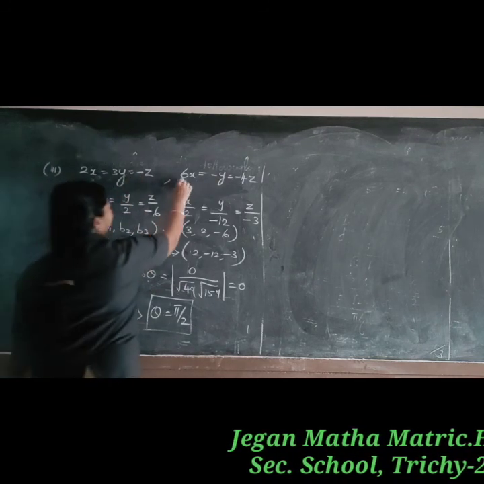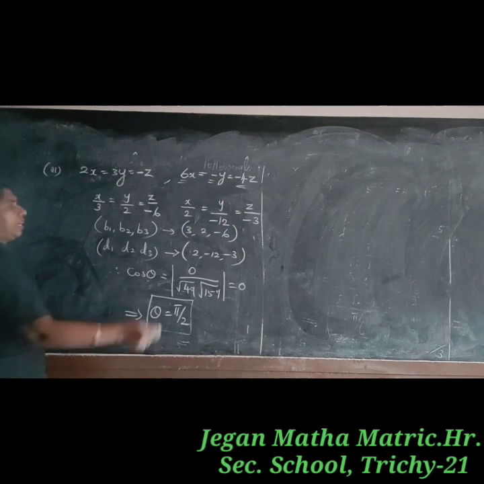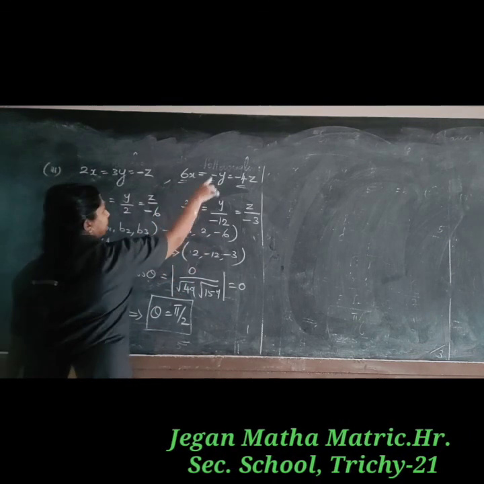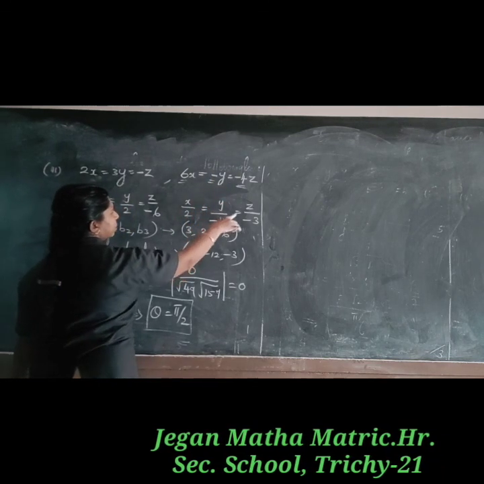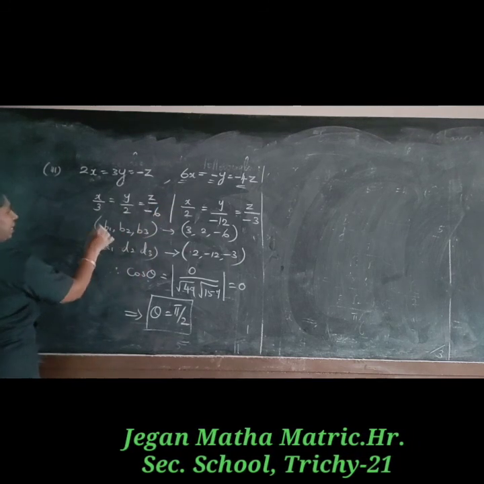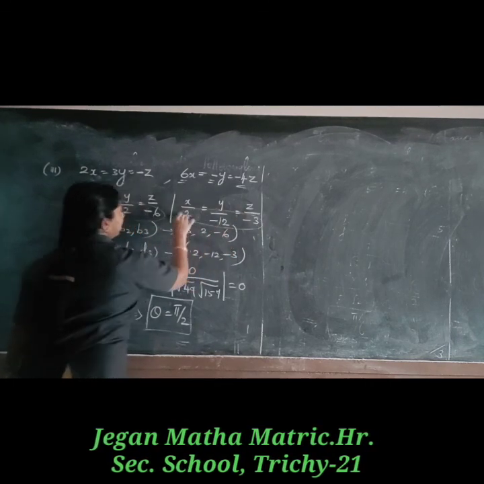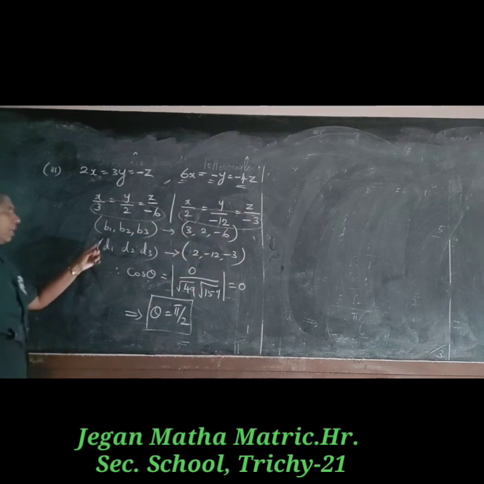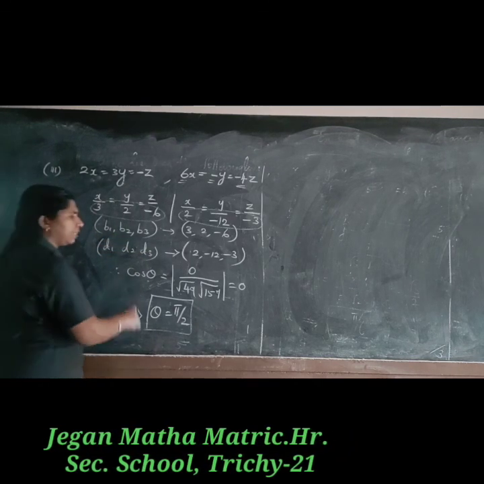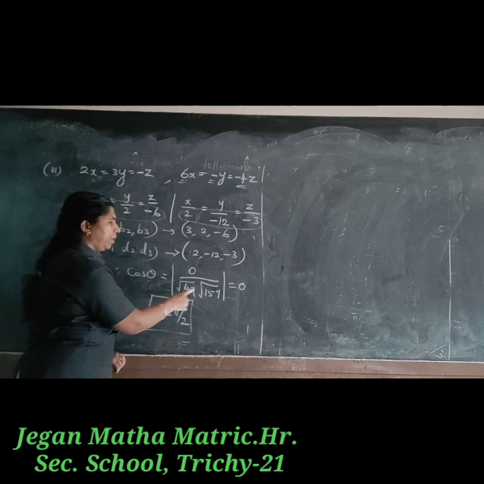Same way for the second term, 6, 1 and 4. If you are taking the LCM, we will get 12. So 6 2s are x by 2, since the minus sign is there, y by minus 12 and z by minus 3. From these two equations, we can write the values of b1, b2, b3, d1, d2, d3. After finding out these values, you know the formula cos theta equal to modulus of b dot d divided by modulus of b modulus of d.